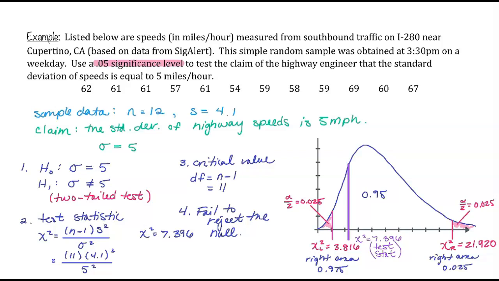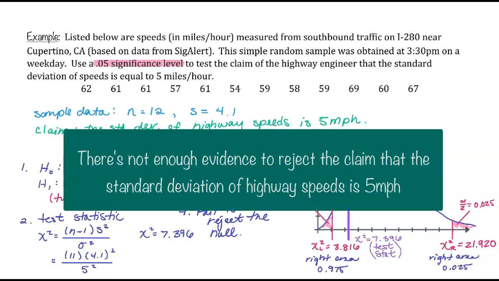So our concluding statement might sound something like this. There is not enough evidence to reject the claim that the standard deviation of highway speeds is 5 miles per hour. That's about as strong of a statement that we can make, but the implications of this conclusion is that it's quite possible that the standard deviation of highway speeds is 5 miles an hour.